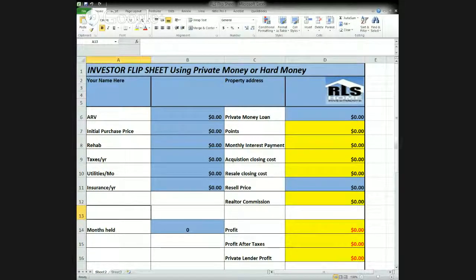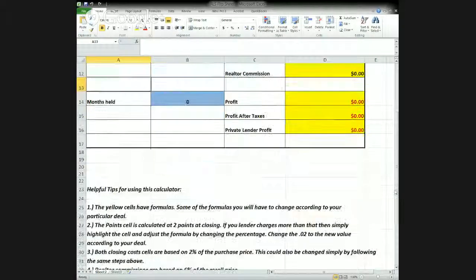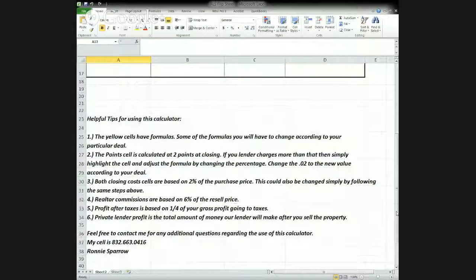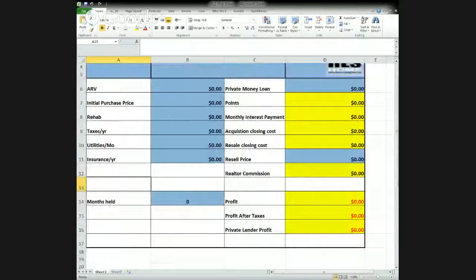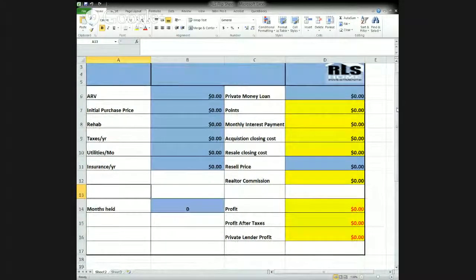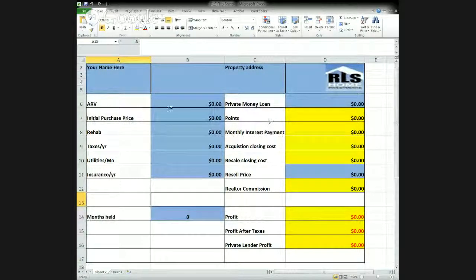Now, if you want, you can go down and there are little directions here on the next page. These are little tips that I typed up for you to help explain to you how this works. So very quickly here, I have a place where you can put your name. Okay, and your address, whatever you want there, Main Street, Spring, Texas, whatever you want to put.